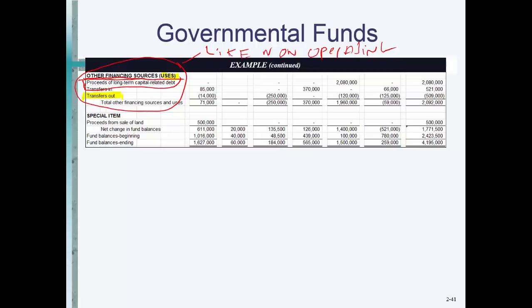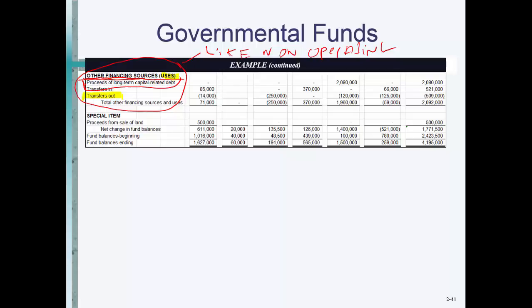Okay, so what's the whole takeaway from this discussion? We have other financing sources and uses. There are two other financing sources, bond proceeds and transfers in. They are reported on the statement of revenues, expenditures, and change in fund balance, aren't they? After our revenues and expenses. That's one takeaway. Other takeaway is what? There is one other financing use. It is transfer out. It is reported on the statement of revenues, expenditures, and change in fund balance after what? After our operating items, our revenues and expenses, right? Right? Okay, that's another takeaway.